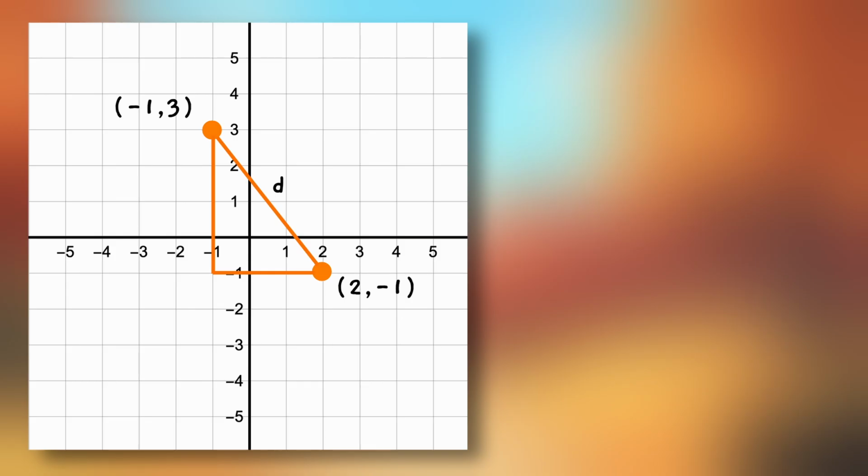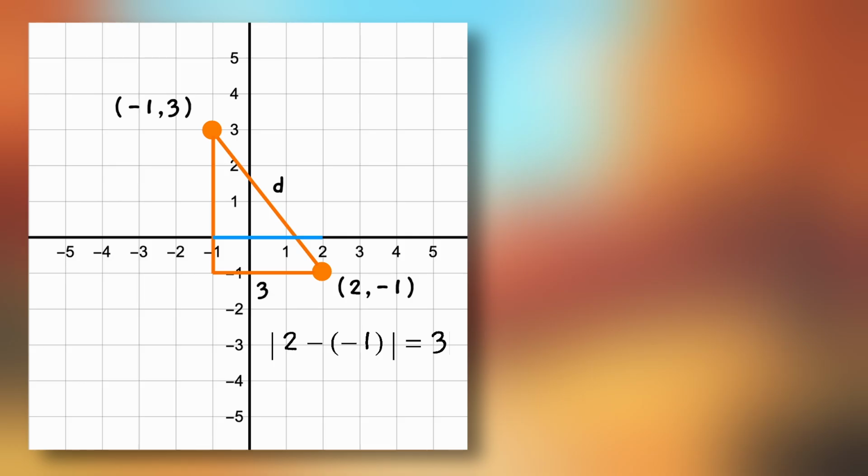Now, the length of this bottom leg here is the same thing as this distance on the x-axis. And that is the distance between -1 on the x-axis and 2 on the x-axis. I'm just using the x-coordinates of the 2 points. So to find the length of that leg, we use the absolute value of 2 minus -1, which is 3. So the length of this bottom leg of the triangle is 3.